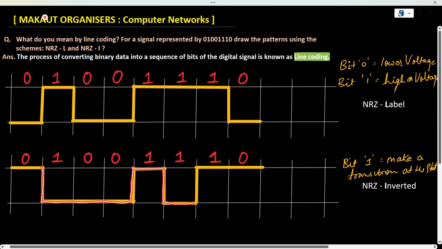Now again it is one. Again we have to make a transition and go to higher voltage. We draw a line. Now next is zero. Then in this case we will continue. So this is how NRZ-Inverted is drawn.